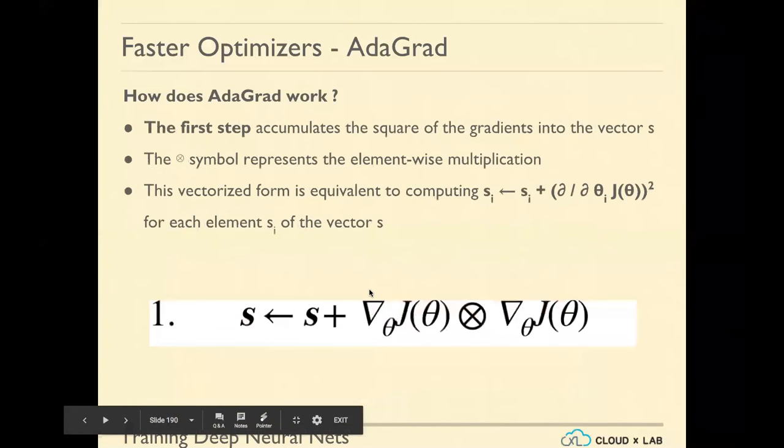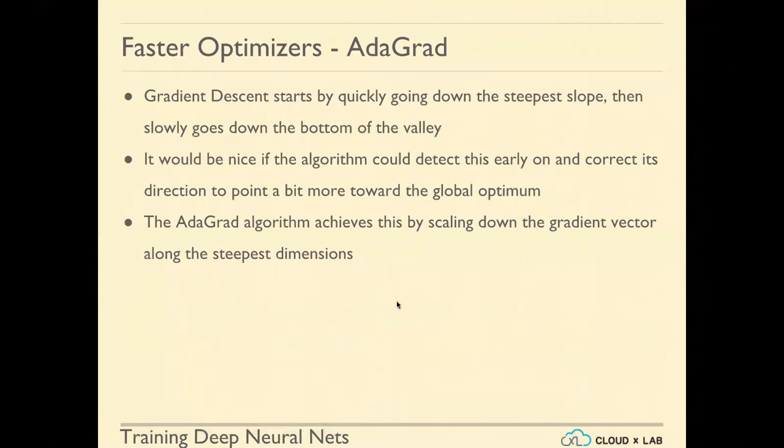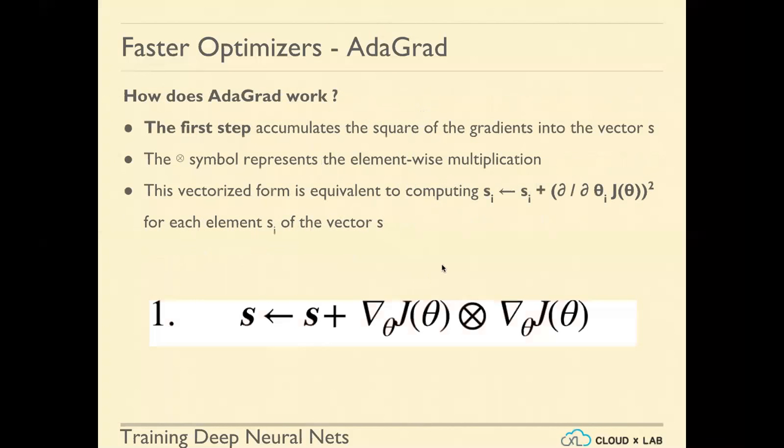Let me go back and give you a more theoretical background here. Gradient descent starts quickly going down the steepest slope, then slowly. Whenever it is a flat surface, it becomes slow. It would be nice if the algorithm could detect this early on and correct its direction to point a bit more towards the global optimum. AdaGrad achieves this by scaling down the gradient vector along the steepest dimension. First it accumulates the square of the gradients into the vector S. It keeps on accumulating the square of gradients, and this is essentially the vector form of this in every direction. So S is a vector. If you have n dimensions, it will contain n values.